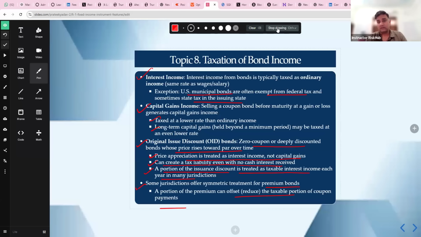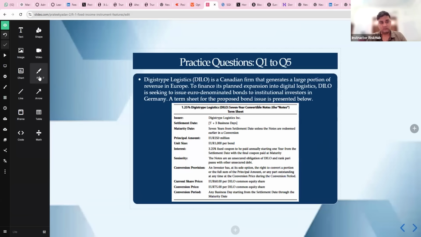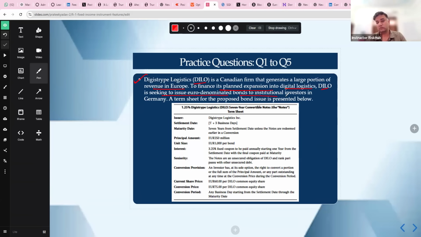All right, with this, we have completed the theory part of this topic. Let's go into some questions now. Let's try to understand. Digistripe Logistics is a Canadian firm that generates a large portion of revenue in Europe. To finance its planned expansion into digital logistics, it is seeking to issue euro-denominated bonds to institutional investors in Germany. The term sheet for the proposed bond issue is presented below, right?